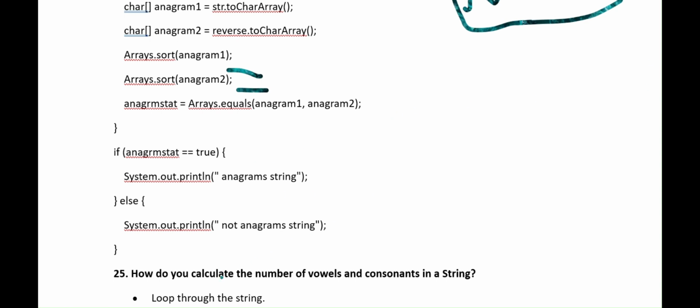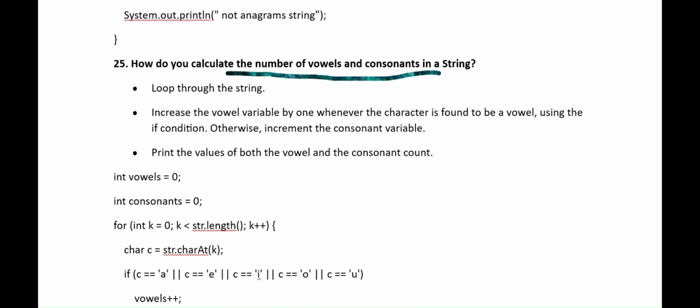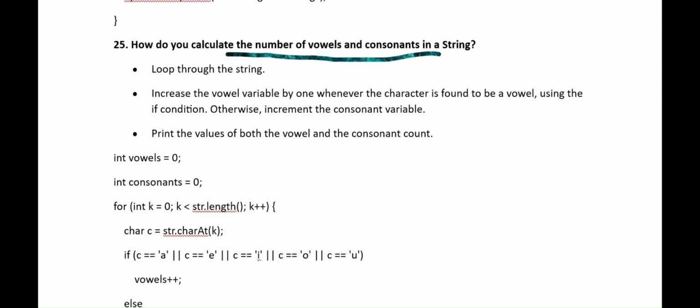Then the next program is how do you calculate the number of vowels and consonants in a string. Let us see what a vowel is. There are 5 vowels in English: A, E, I, O, U, and the remaining are all consonants. If the user gives the word hello, how many vowels are there? E and O. These are the vowels. You should find the vowels and return them.